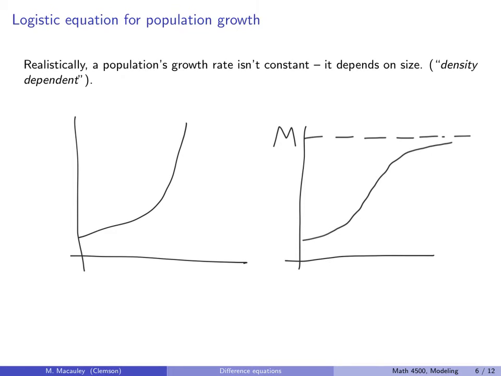So this might be a good model if you're just looking in the very short term for bunnies or for bacteria growth, but this is going to be a much better population model. And it can also take into account that if you start above the equilibrium, then you will decay toward it.